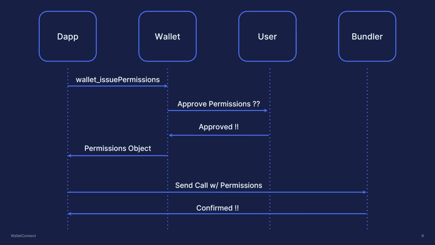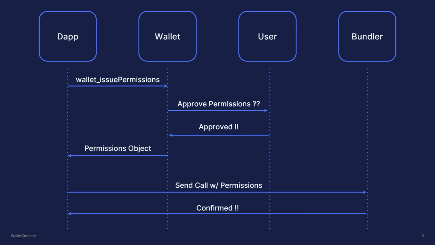The permission standard, again, defines the flow, not all the possible variations of it. And it looks something like this. By the way, the wallet issue permissions RPC call that's introduced has been renamed to wallet grant permissions, but I kind of forgot to update the slides, which is fine. The EIP is still pretty new. By the way, it's my first EIP, so super happy about that one.